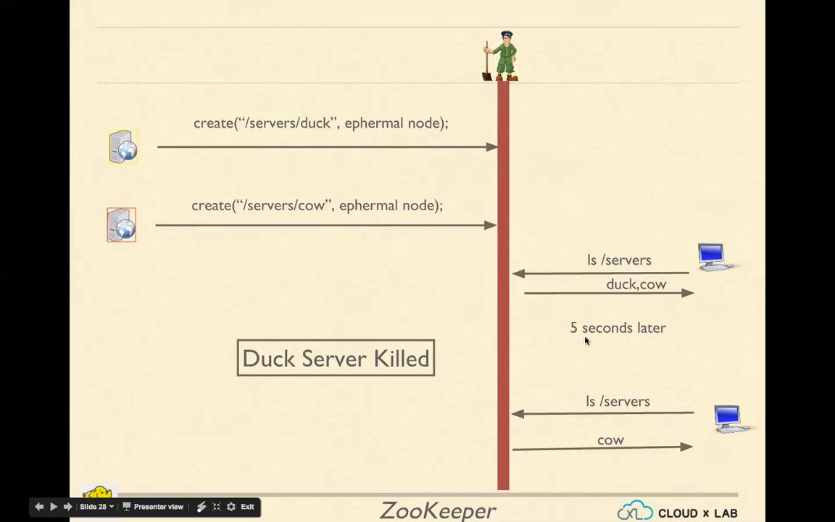After 5 seconds, since this was an ephemeral node, it will disappear, and you will only get cow. At this point, if a client comes and says, give me all the servers, it will be only cow. So the client did not have to worry about tracking which machines are up and which are down. It only had to check at this place.